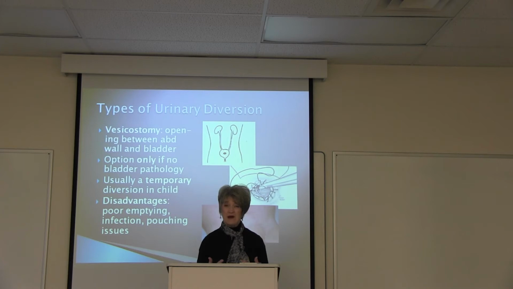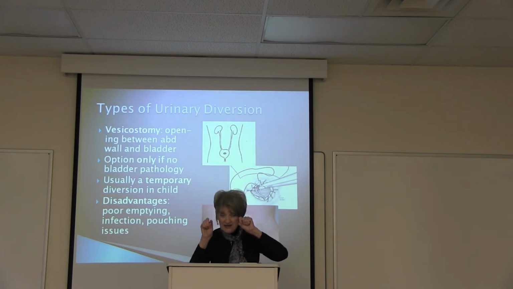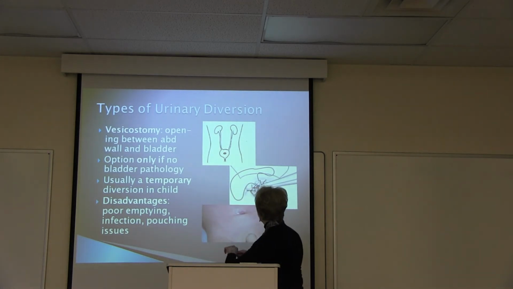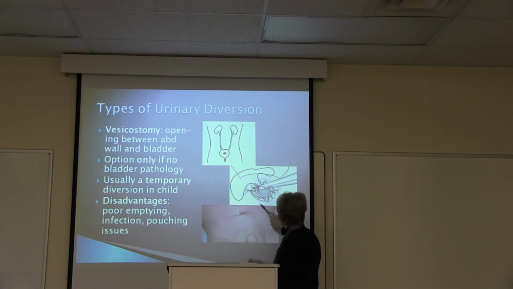I call this a buttonhole type diversion because basically they make an opening into the abdominal wall. They grab the bladder. They make an opening into the bladder wall, just a transverse incision. Then they sew the bladder wall and the abdominal wall together, just as you would sew a buttonhole together. So opening directly from the abdomen into the bladder.